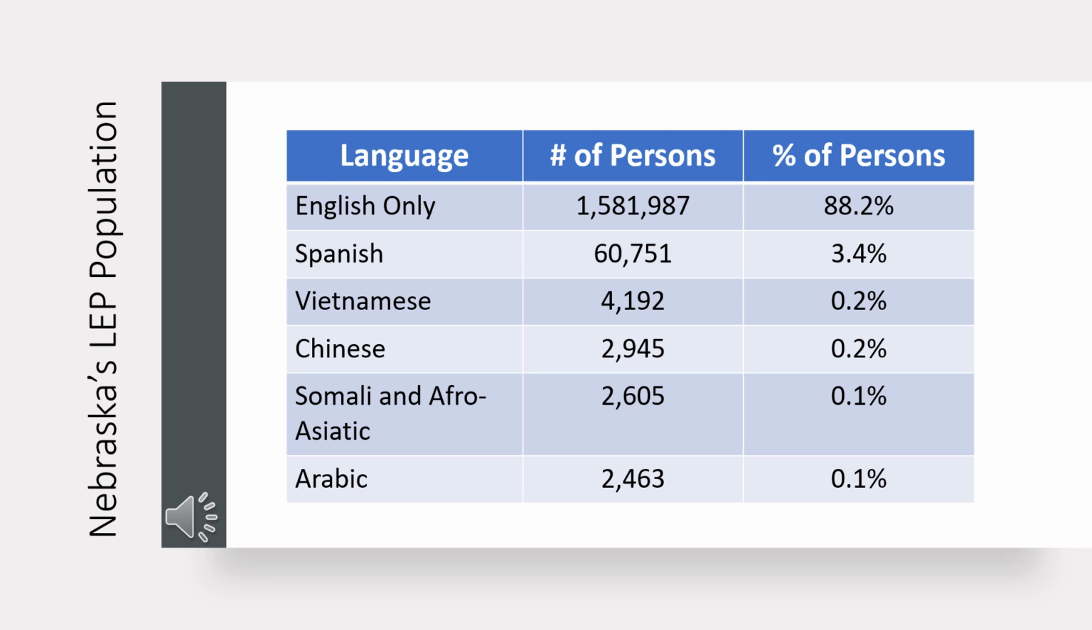In the state of Nebraska, English is overwhelmingly the only language that people speak. And as shown in the chart, 88.2% of the residents of Nebraska, as of the 2020 5-year American Community Survey data, only speak English and do not speak another language. Now, this doesn't mean that individual localities can't have very high percentages of LEP persons.